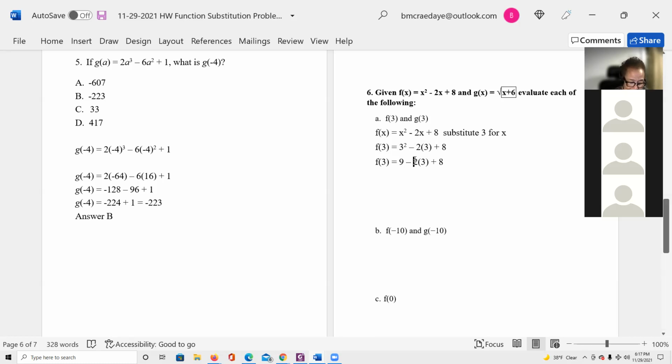So that's 9 minus 6, plus the 8, right? And so f of 3 is what would be the answer? And that's 11. That's your answer. So you got the f of 3. So 9 minus 6, that would be equal to 3, plus 8 equal 11. So that's the f of 3. Now we'll go to our g of 3.